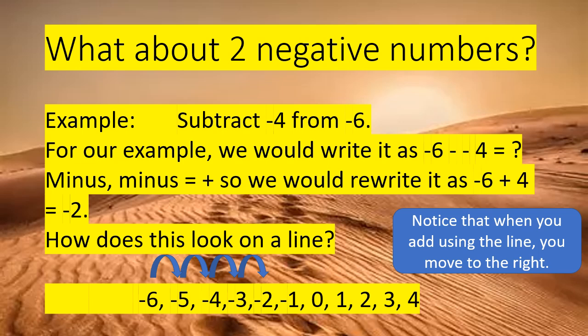So we start at minus 6 and we want to move 4 places to the right. So you can see there 1, 2, 3, 4, we get to minus 2, which is the same as doing the calculation. Notice that when you add using the line, you move to the right.